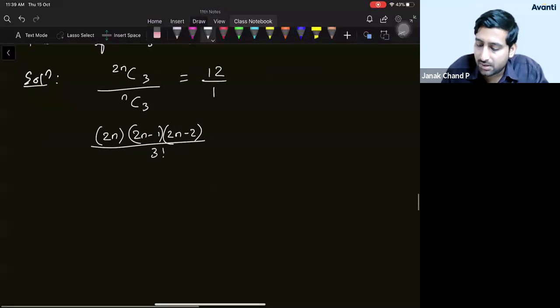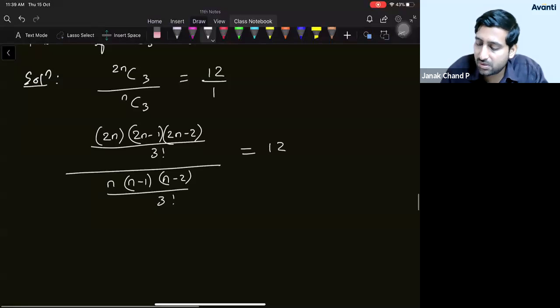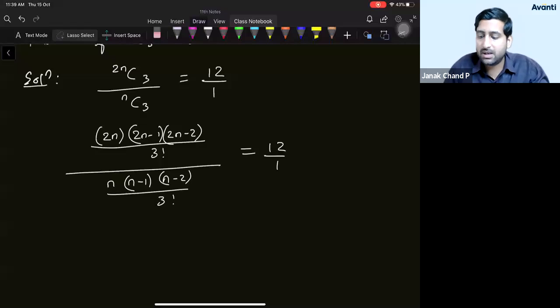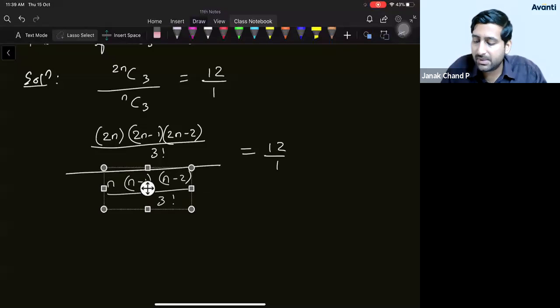Okay, so yes, the lower part is nothing but n into n minus 1 into n minus 2 divided by 3 factorial, which is equal to 12 by 1. I hope you understood what I'm doing here, right? This is nothing but the expansion of nC3. The meaning of nC3 is multiply three numbers starting from n and divide by 3 factorial.